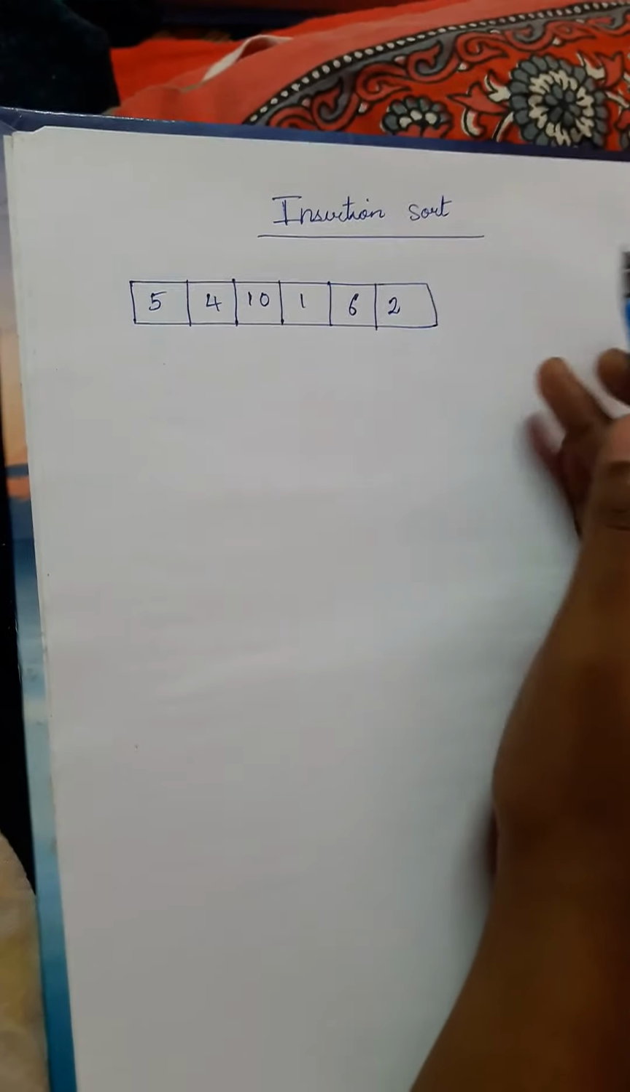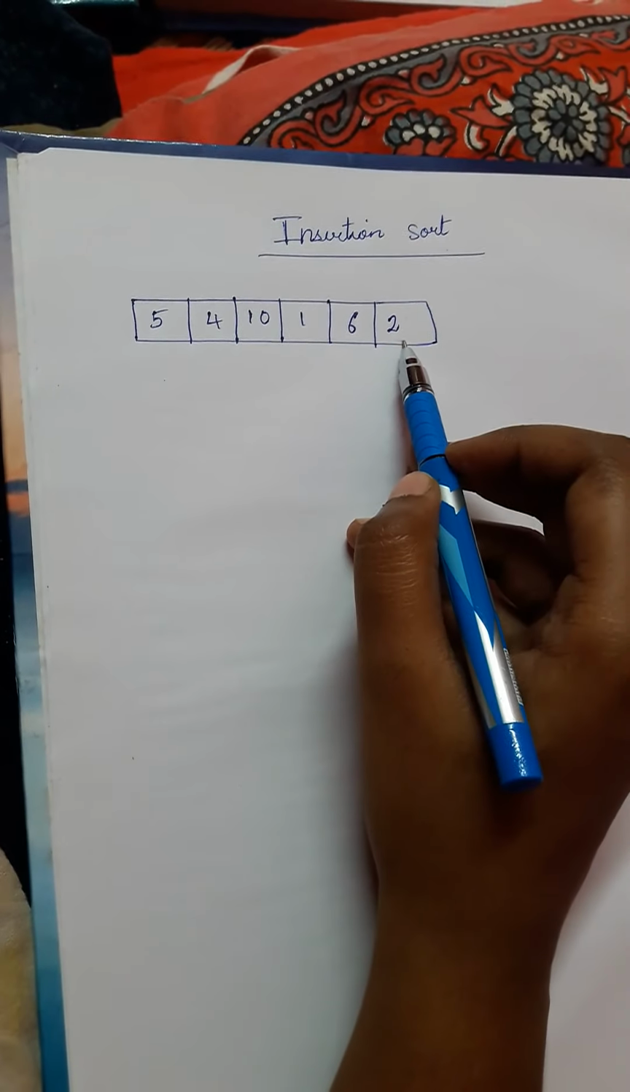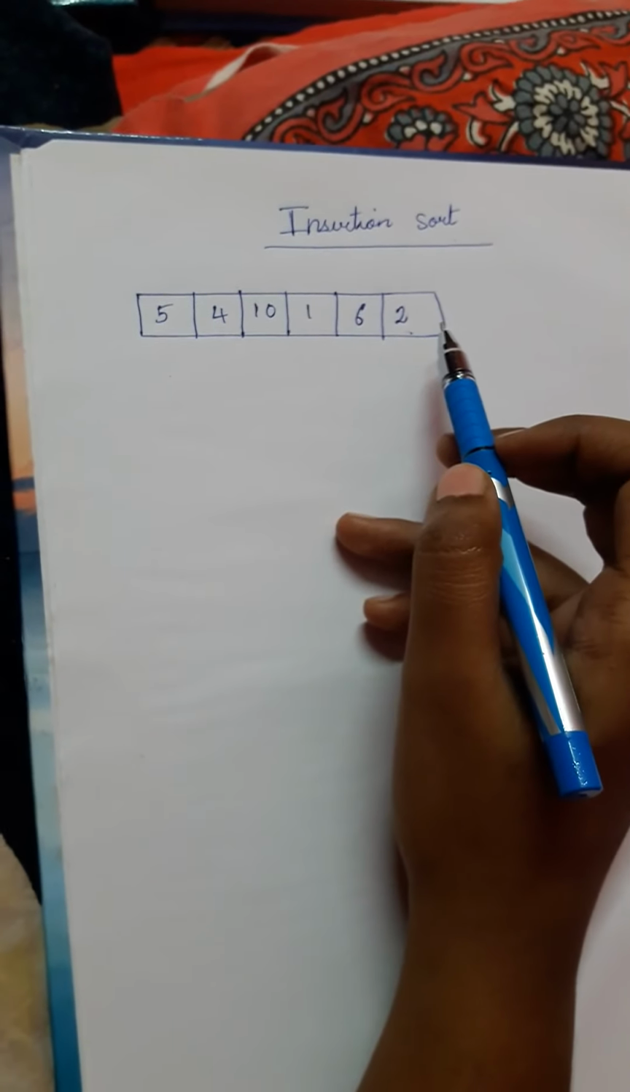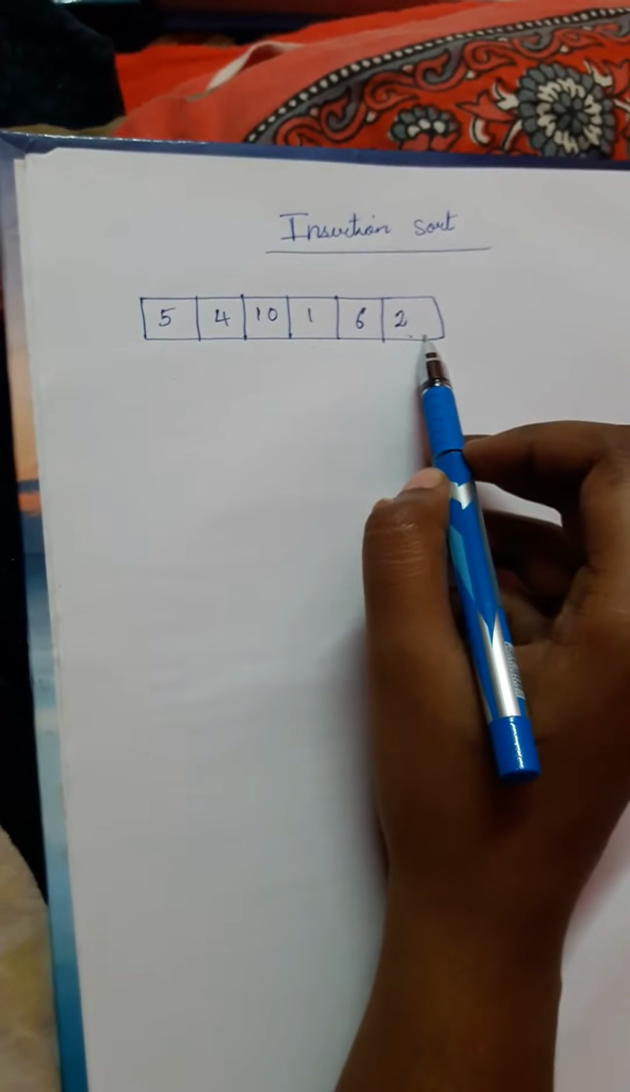First topic in unit 5 is insertion sort. So what is the meaning of sorting? To arrange the values given in the array in an ascending order. So that is the meaning of sorting. So we are going to arrange these elements in a sorted order, that is in ascending order, using insertion sort. Here in this unit we are going to see various types of sorting algorithms.